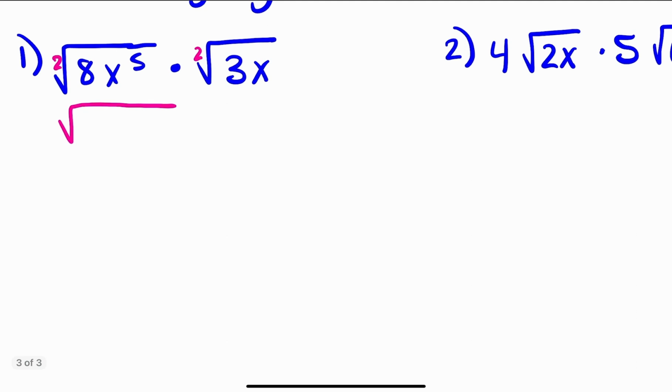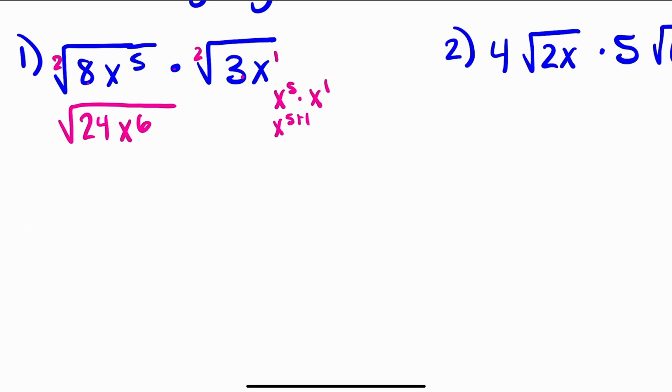So I can multiply these. 8 times 3 is 24. And x to the 5th times x to the, there's an invisible 1 there, first, is x to the 6th. When you multiply variables with exponents, you add their exponents. That's how I got x to the 6th. And now you're going to go ahead and simplify this.